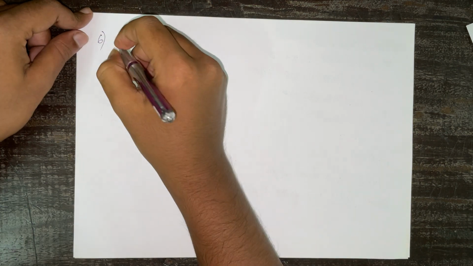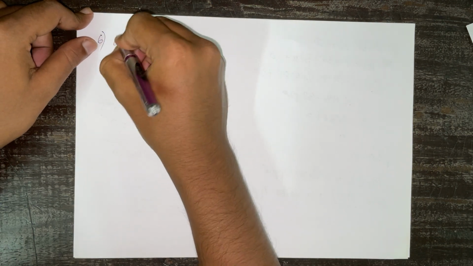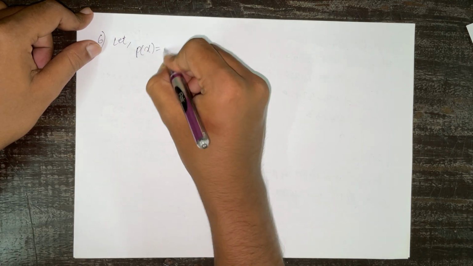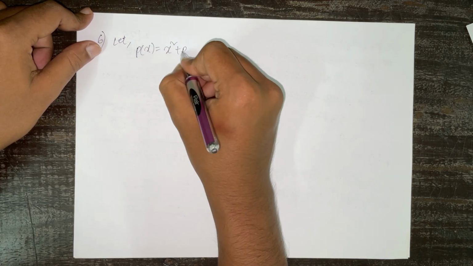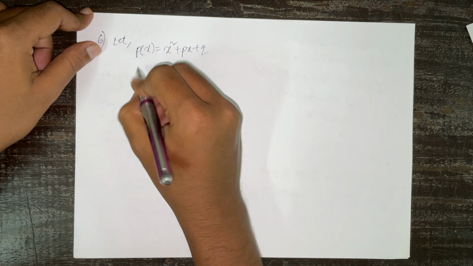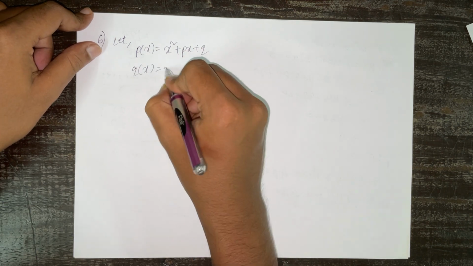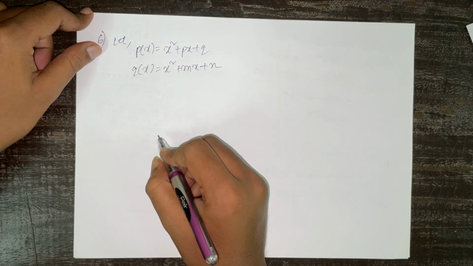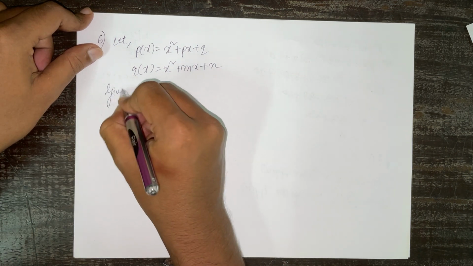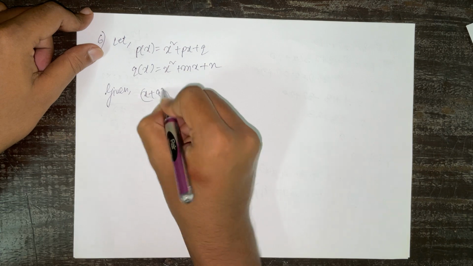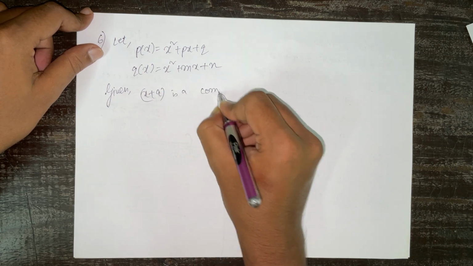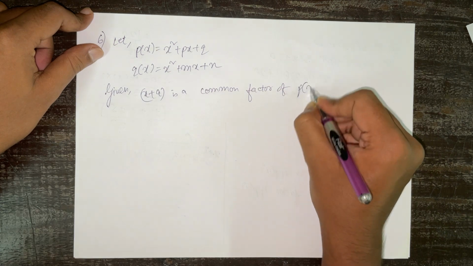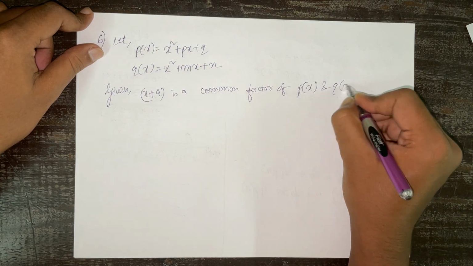Okay. So what is given? Let 2 polynomials are given. So we are going to take p of x is equal to x square plus px plus q, and q of x is equal to x square plus mx plus n. So given x plus a is a common factor of both these polynomials p(x) and q(x).